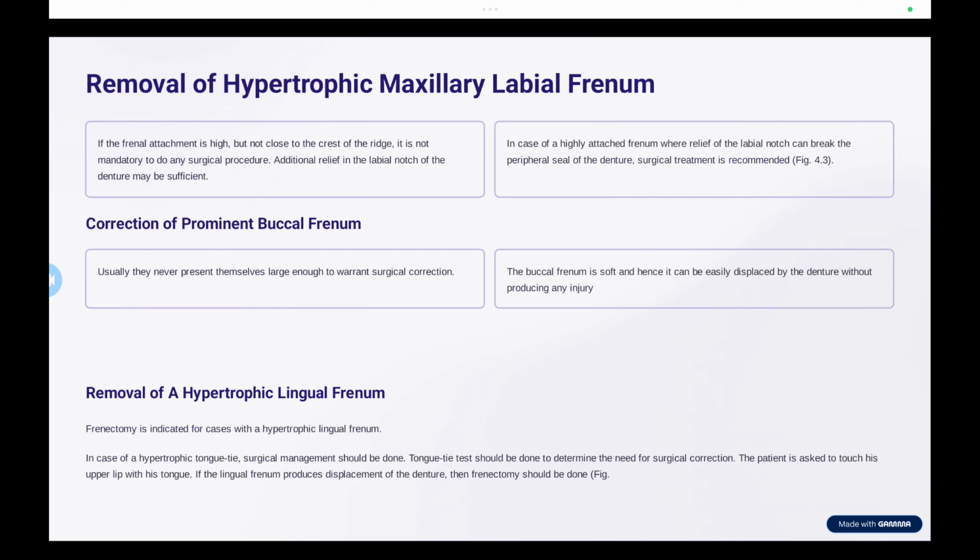Removal of hypertrophic lingual frenum. Frenectomy is indicated for cases of hypertrophic lingual frenum, which involves the removal of the frenum. In case of hypertrophic tongue tie, surgical management should be done. A tongue tie test should be done to determine the need for surgical correction. The patient is asked to touch his upper lip with his tongue. If the patient is unable to touch the upper lip with his tongue, then he or she is suffering from a hypertrophic tongue tie. If the lingual frenum produces displacement of the denture, then frenectomy should be done.